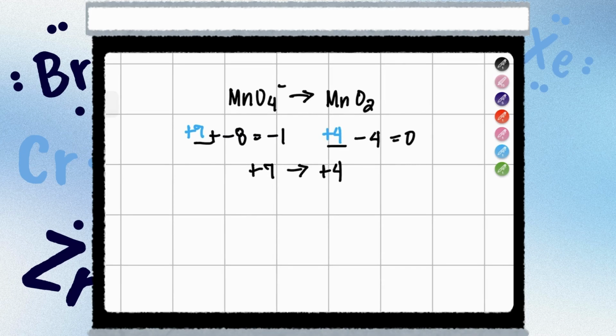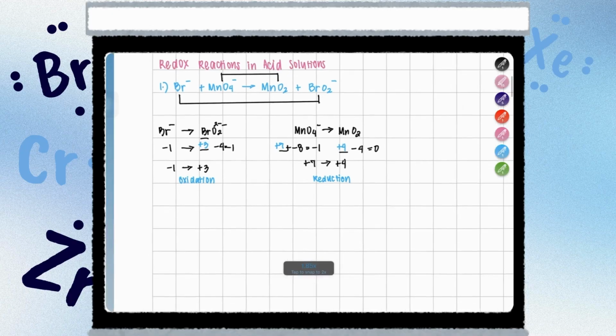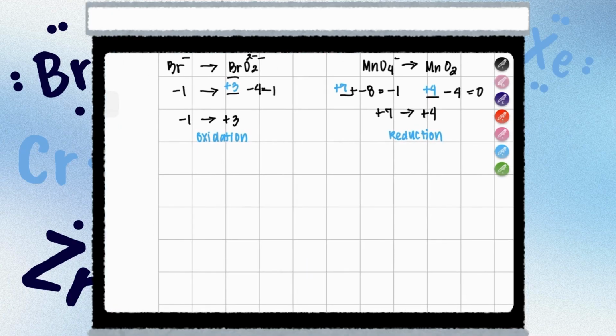So here we have a loss or a gain of electrons since lumiit yung number niya. Naging +4 na siya. So it means that this is the reduction part of the reaction. Now that we know which is the oxidation and the reduction, we can write the half reactions. So let's start off with oxidation first.